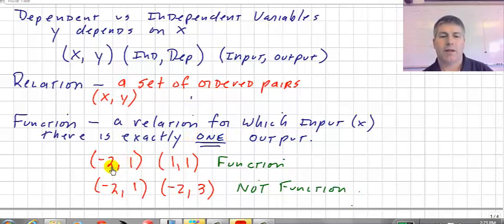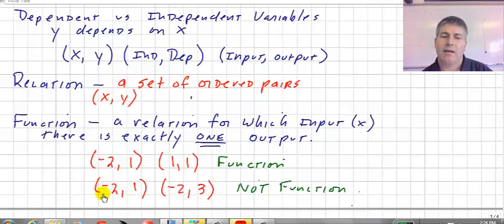Okay, so something like the ordered pairs (-2, 1) and (1, 1), that is a function. We can input -2, we output 1. We can input 1, we output 1. Okay, so we have a unique output for every input.